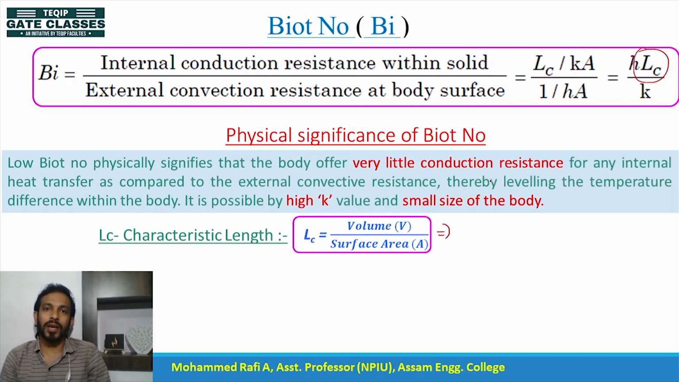So our body will be of some shape, right? It will be either a cylinder or a slab or a sphere, all those things. So what will be the characteristic length? Have you heard of this term characteristic length?